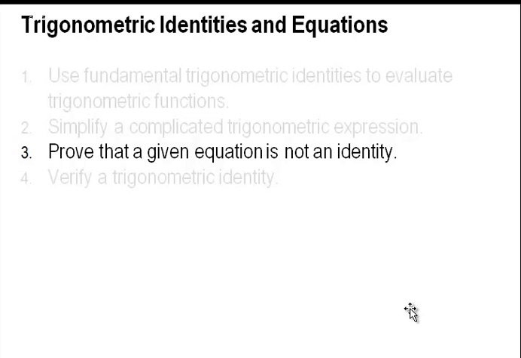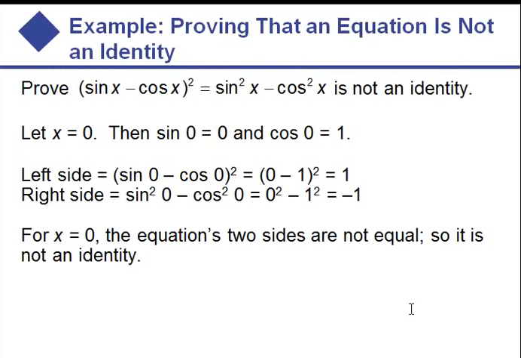How about if we try and prove that an equation is not an identity? Well, it's kind of similar to proving that it is an identity. If you're trying to prove that two things are equivalent or not equivalent, the easiest thing to prove is that they're not equivalent, because you only need one case for them to fail, right? If you plug a number in and the two sides are equal, that doesn't prove that they're always equal, it just proves that they're equal for that one particular x value.